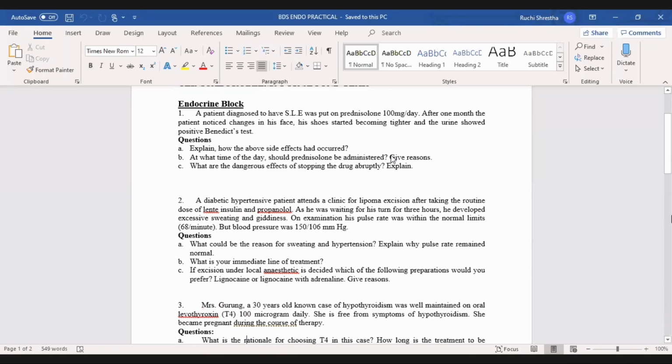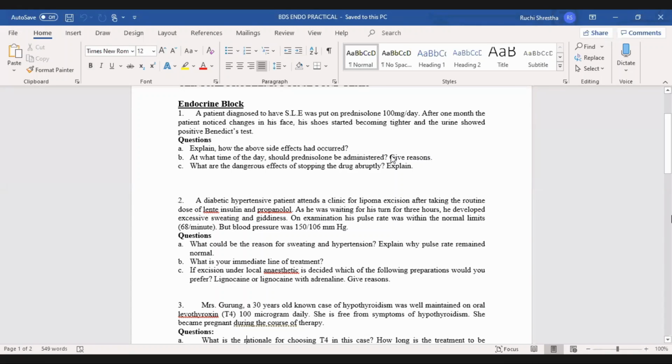A patient diagnosed to have SLE was put on prednisolone 100 mg per day. I had sent these questions by mail, and I asked you to solve the problems, and I said we'll be discussing the same in today's class. So I hope you have gone through it.